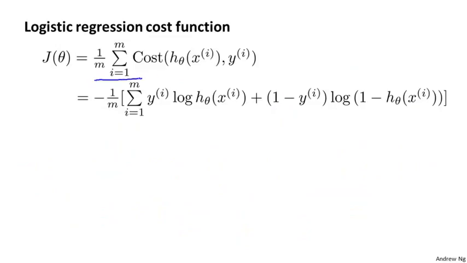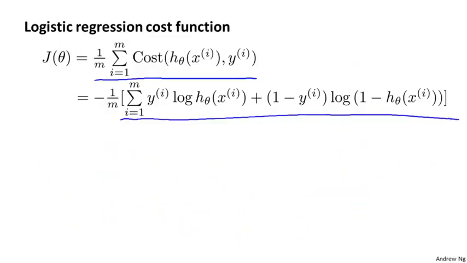We can therefore write out our cost function for logistic regression as follows. It is this 1 over m of the sum of these cost functions, and plugging in the definition for the cost that we worked out earlier, we end up with this, where I just brought the minus sign outside.